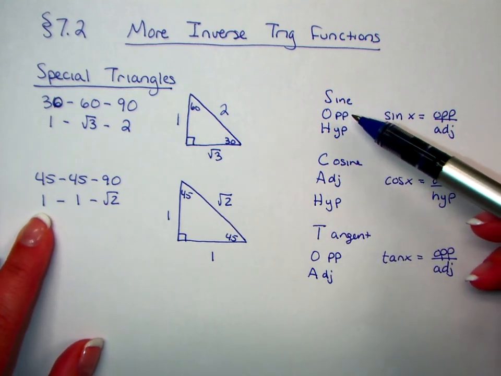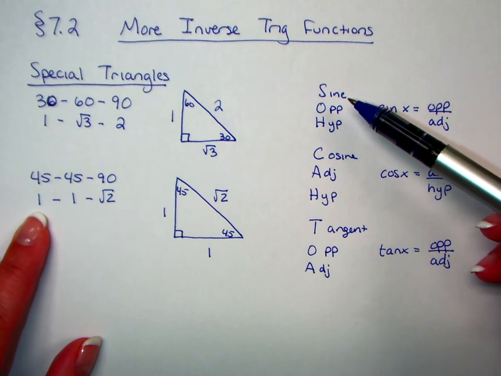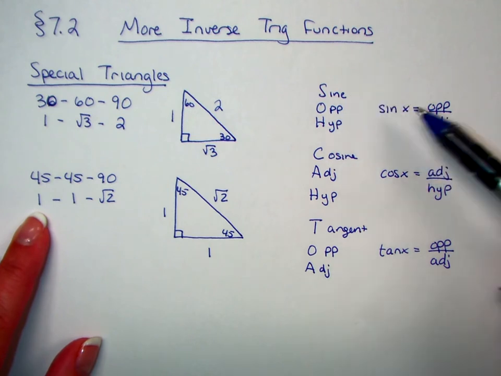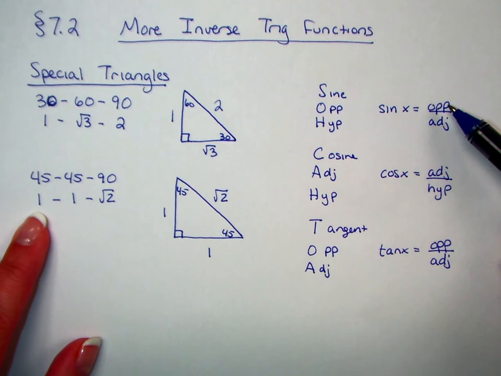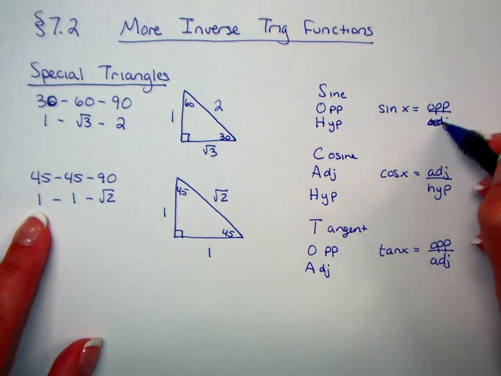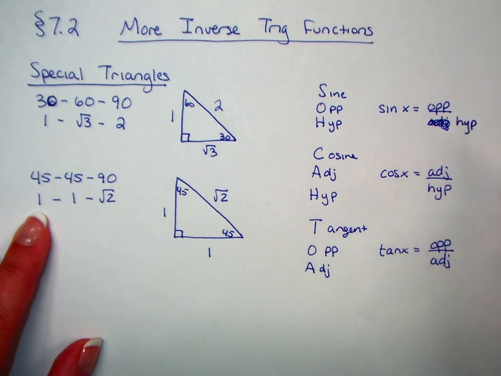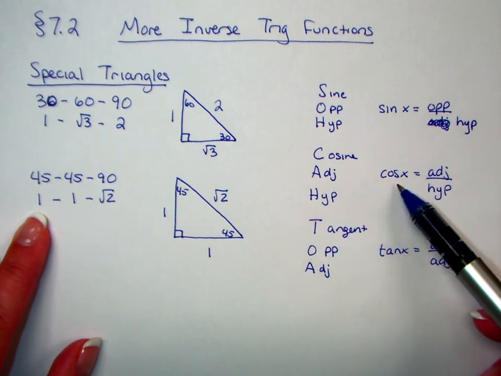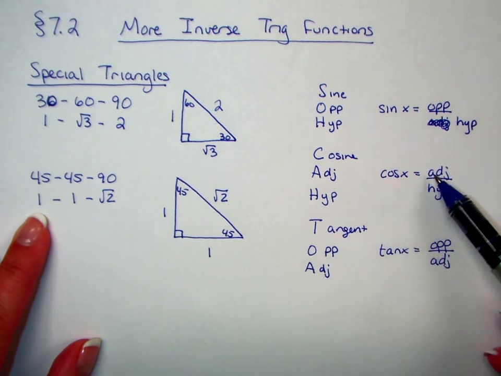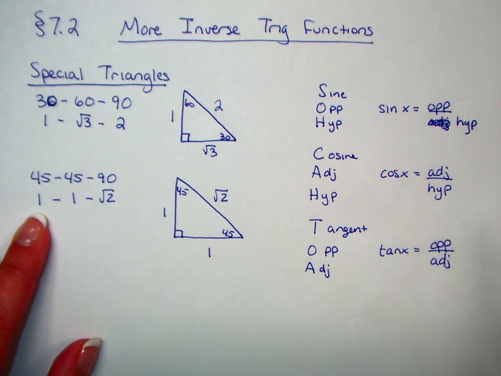All right, so here comes SOHCAHTOA, right? SOHCAHTOA is just an acronym to remember the ratio, right? Sine is going to be a ratio of the opposite, I don't know why I wrote adjacent here, opposite over hypotenuse. Let's fix that, okay? SOH, right? Cosine, the ratio for cosine is going to be the adjacent over the hypotenuse. And tangent is going to be the opposite over the adjacent.